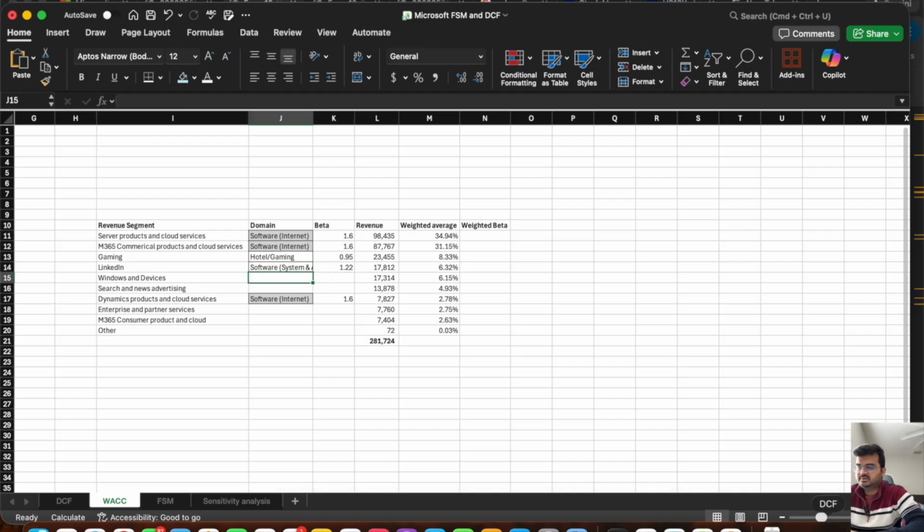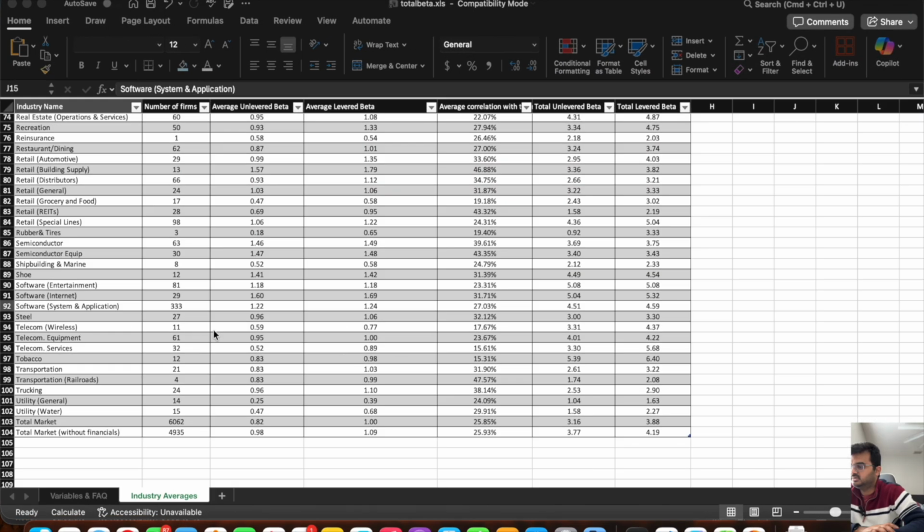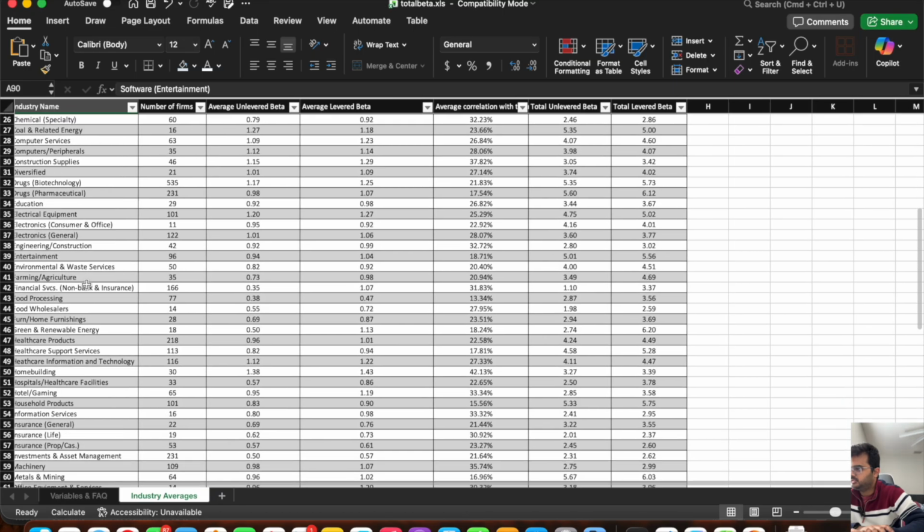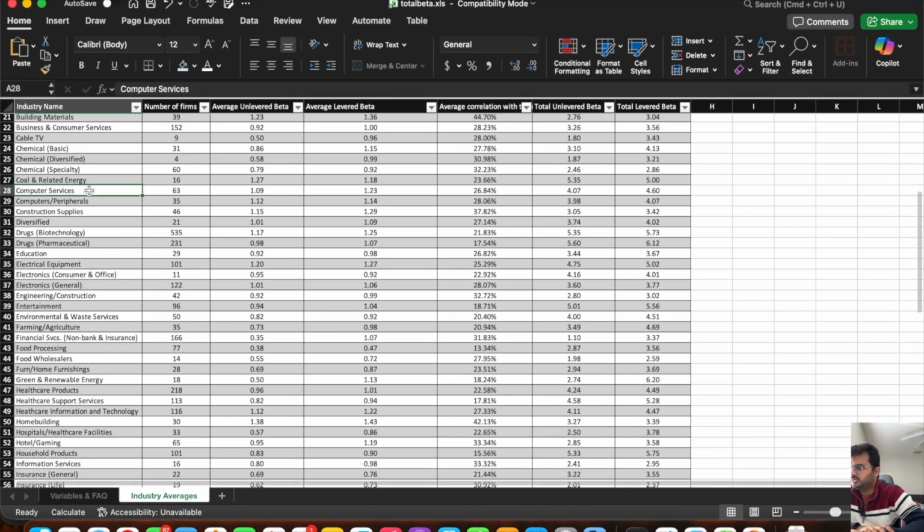Next one is Windows and devices. At the end of the day, Windows is nothing but the Windows operating system, and the devices are things like the Surface, which Microsoft is selling. So it is a combination of two. I think one is in computer products or computer services, or computer peripherals. But since both are in the same range, I'm going to use computer services.